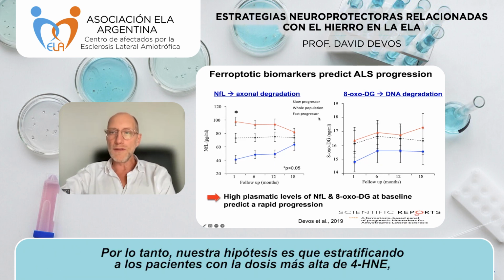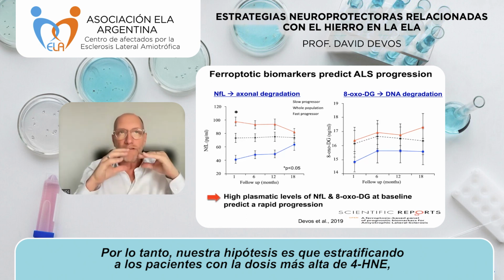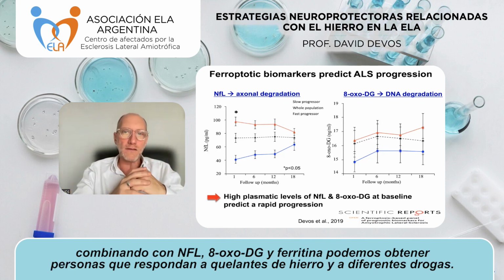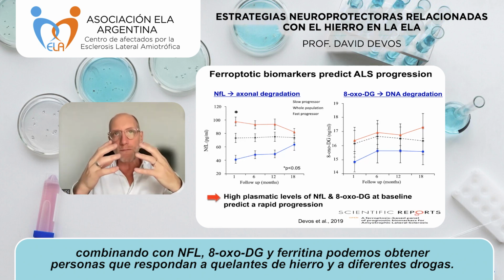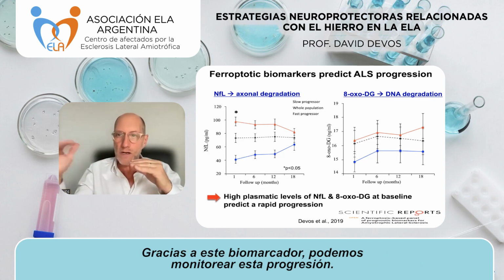So we believe, and this is our hypothesis, that by stratifying the patients, those having the highest dose of 4-HNE, combined with NFL, 8-oxodeoxyguanosine, and ferritin, might be people that may respond to iron chelators and may respond to antiferroptotic drugs. And we can monitor this progression thanks to these biomarkers.